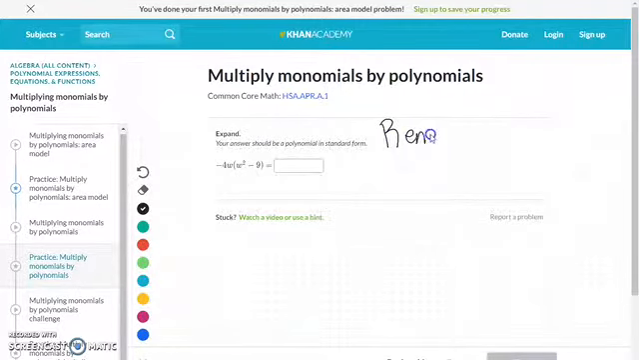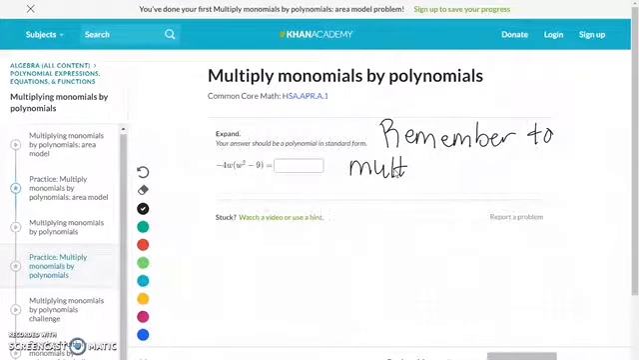Okay, so when you are multiplying monomials by polynomials, remember to multiply the numbers first when you're showing your work. So we are going to use the distributive property to get the answer to this polynomial.